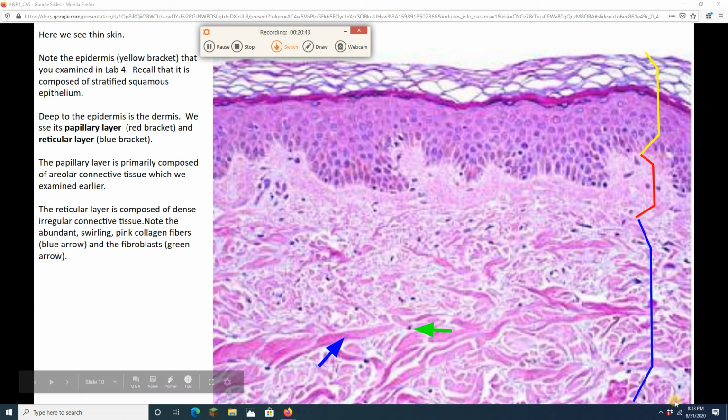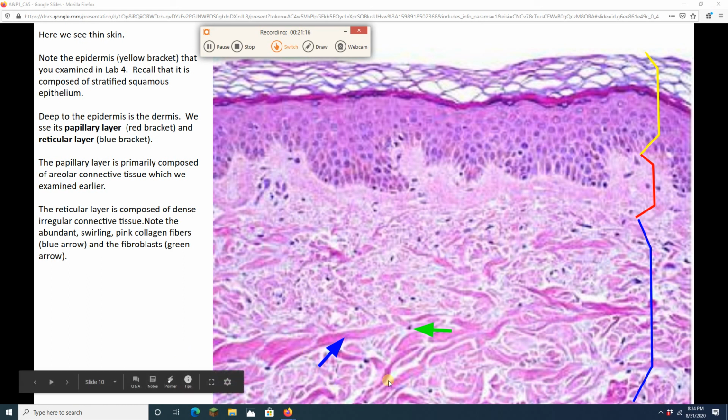There are two parts to the dermis. The red part is the papillary part, which we talked about, the bumpy part in skin, which anchors these two layers together. This is a mix of tissues. It'll have areolar, a little dense irregular, nerves, and blood vessels. But down here, this blue arrow is in something called the reticular layer of the dermis, and it is made of dense irregular connective tissue.